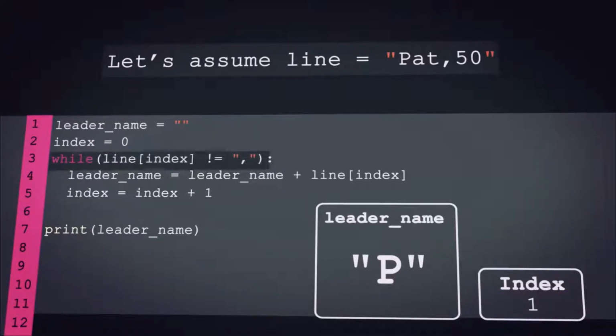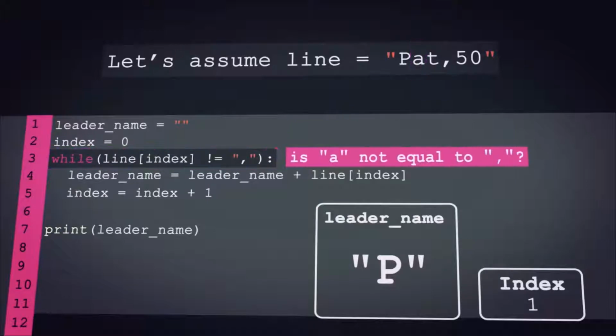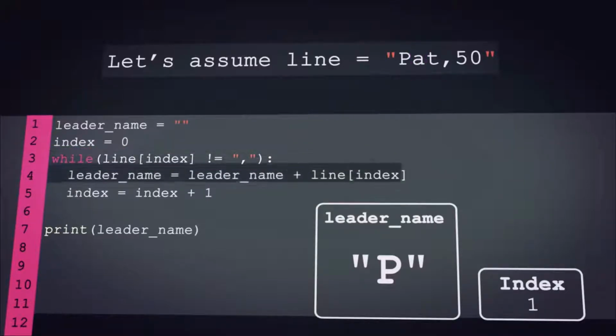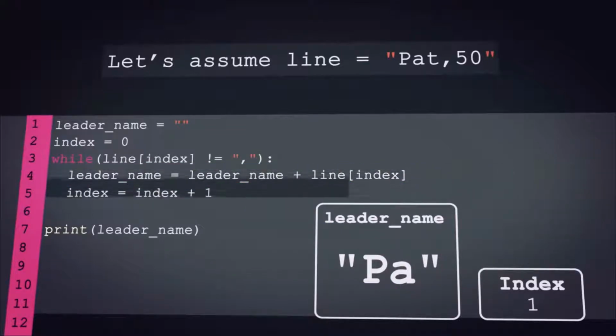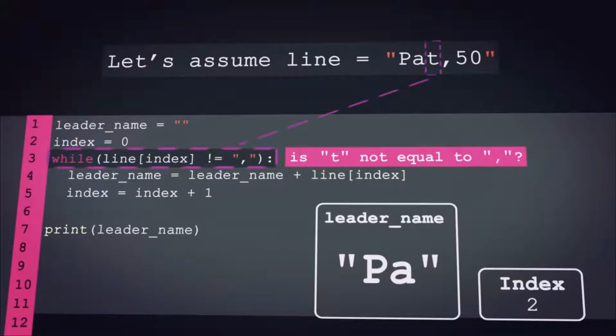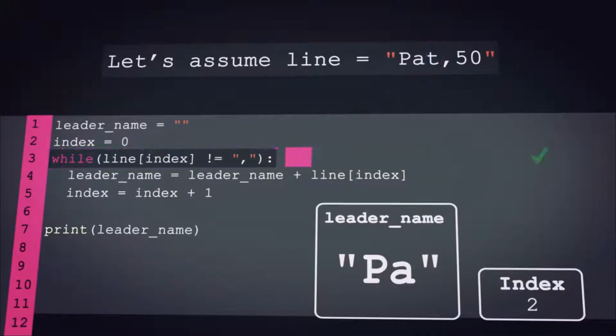And we're going to come back over here, get the next index of line, which is A. Is A equal to a comma? Nope. So we enter the while loop. So leader name is P, and we're adding A to it. So now leader name is PA. Increment index by 1. Now it's 2. So line 2, T, is not equal to comma. That's true. We will enter the while loop.